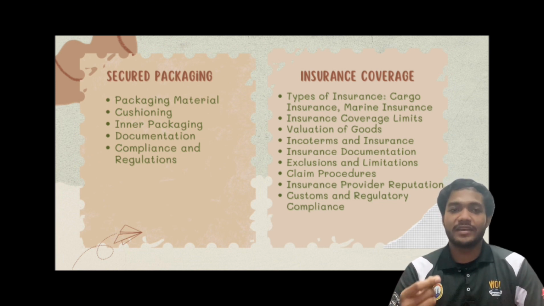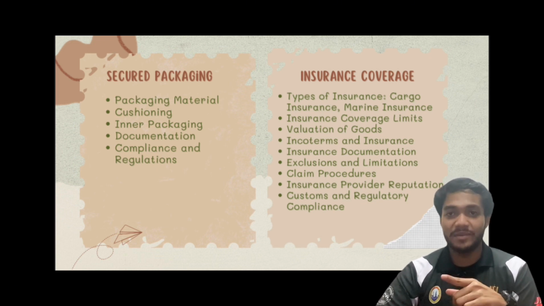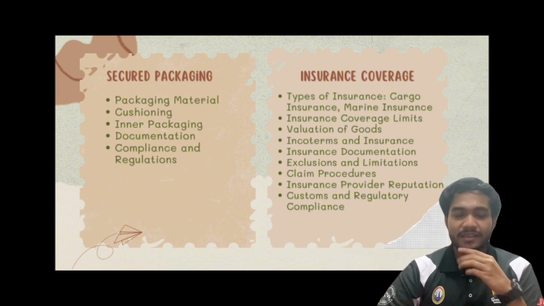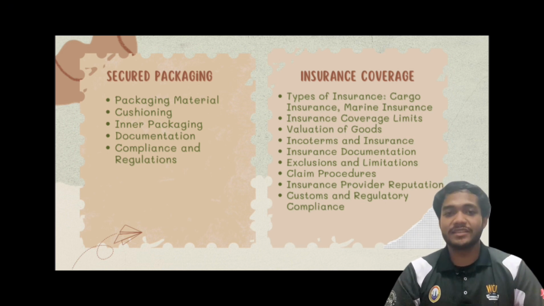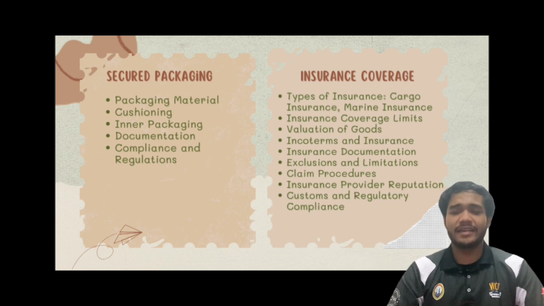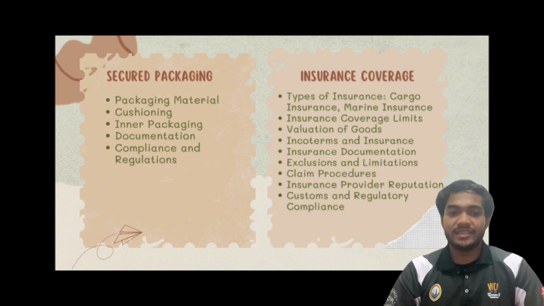Next, number 5 is insurance documentation. It includes all required documents for insurance, such as certificates and policy details. And number 6, exclusion and limitation. For exclusion and limitation, be aware of what the insurance doesn't cover and any restrictions. And number 7 is claim procedures. Know the steps to follow if you need to make an insurance claim.